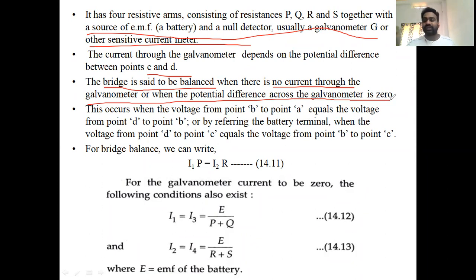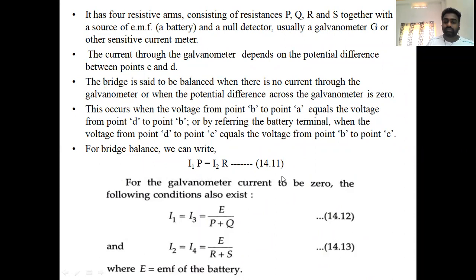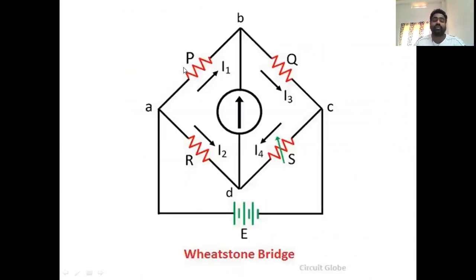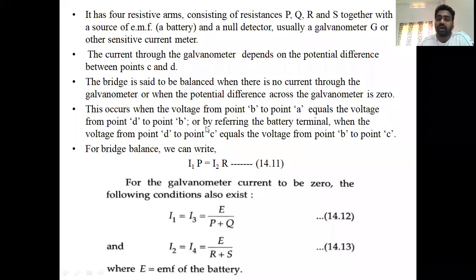So at this particular instant, the voltage drop from B to A is equal to the voltage drop from C to D, the voltage drop from B to C, and the voltage drop from A to D. That means the same magnitude of voltage appears across the corresponding arms.